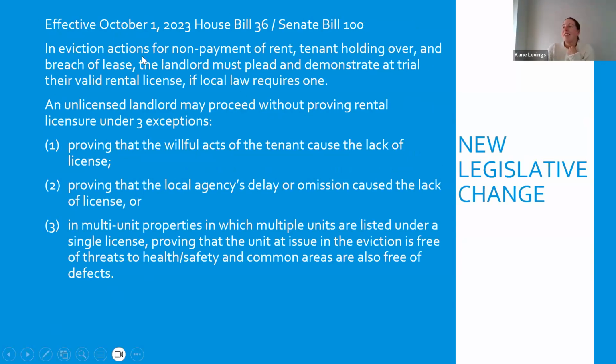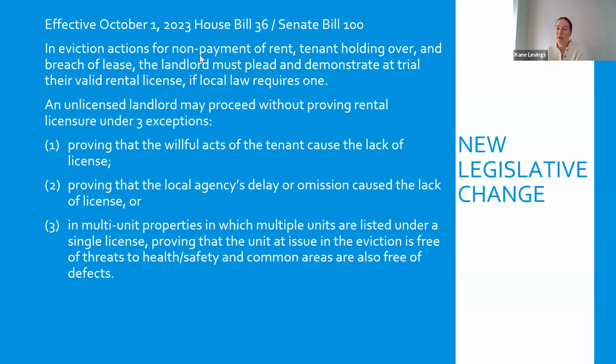Okay. Thanks. So this is the legislative change that I had briefly mentioned regarding rental licensing. Currently, only failure to pay rent cases require a valid rental license to file and to get a judgment. But starting October 1st, 2023, it will require that for non-payment of rent, so failure to pay rent, tenant holding over, and breach of lease, the landlord has to have a valid rental license if the local law requires it.